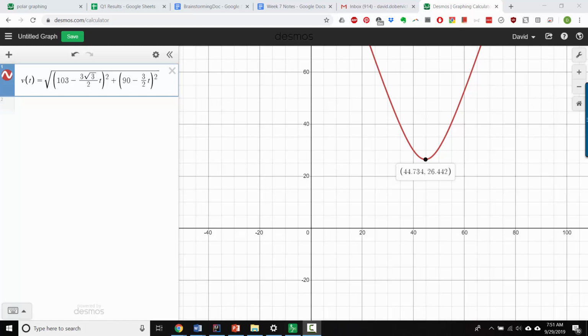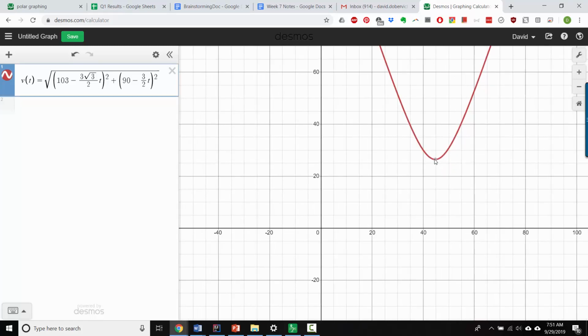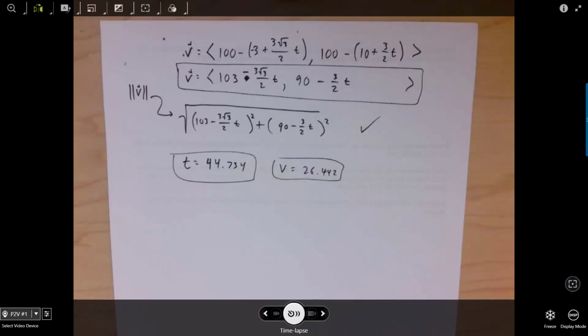So I'm going to go ahead and write these values down. It looks like the t value that produces the minimum is 44.734, and the value of v at that time is 26.442. So it's important to think about what each of those numbers represents. So the x-coordinate is really our t-coordinate, so that's the time at which the v vector is at its smallest, and then this is the actual length of that vector, the 26 number.